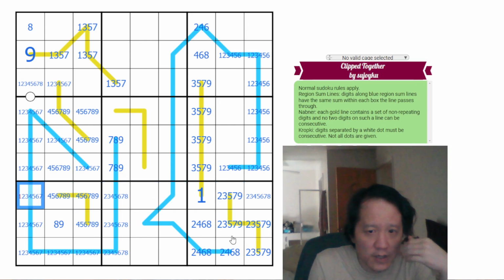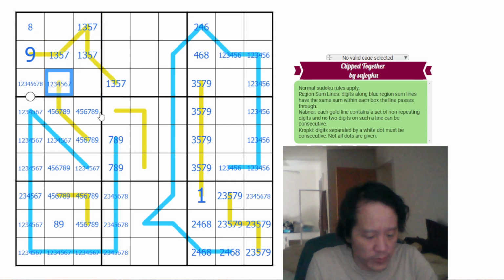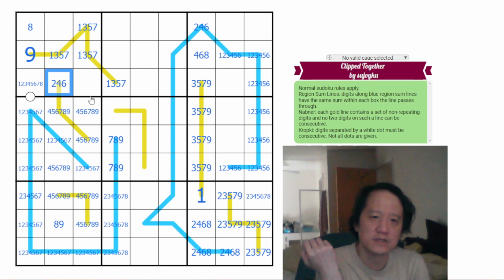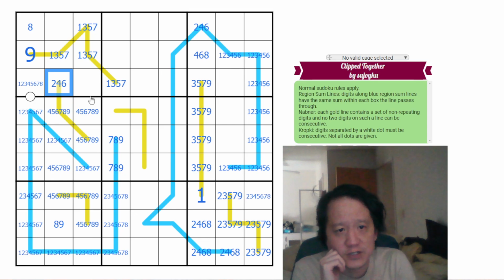Okay, so this can't be 1. We know the 8's over here. Oh, this sees all 4 of 1, 3, 5, 7. So this cannot be 1, 3, 5, or 7. It's 2, 4, or 6. Okay, so this is even. I'm not sure what that tells us.